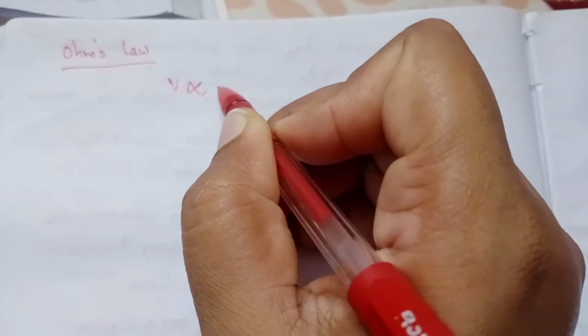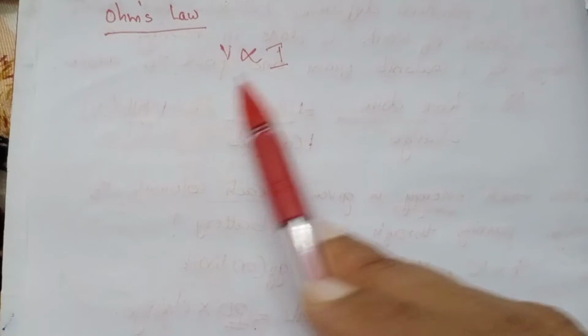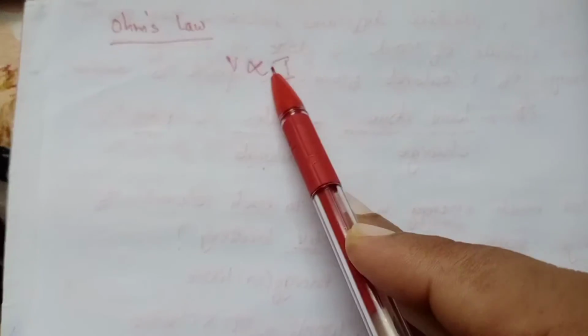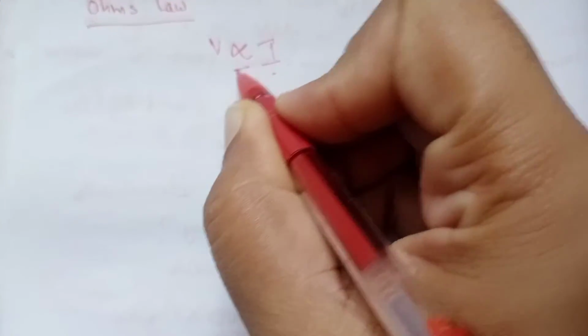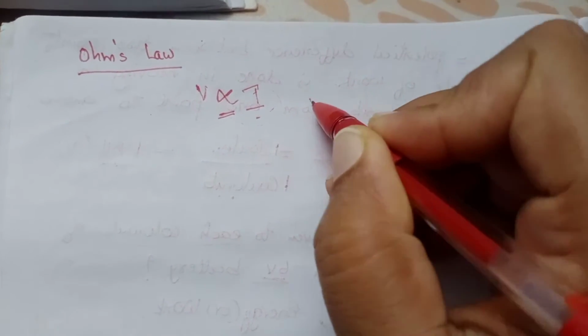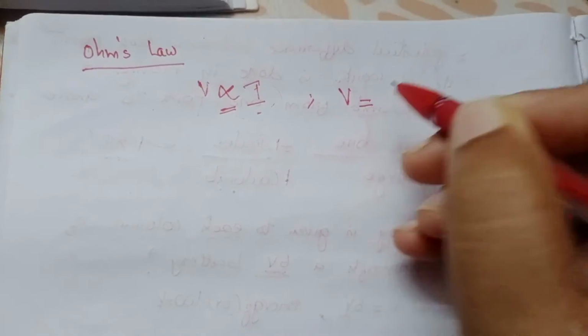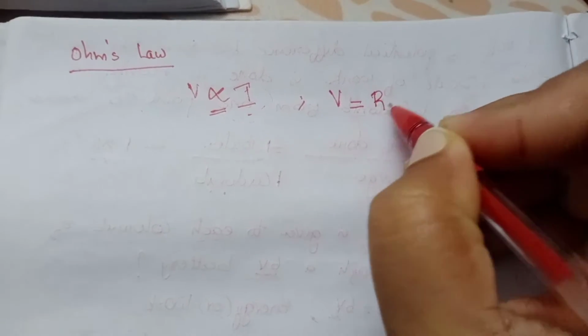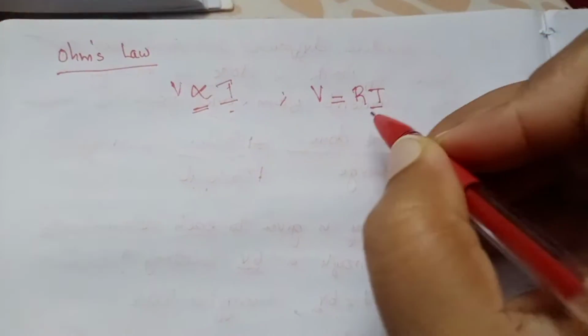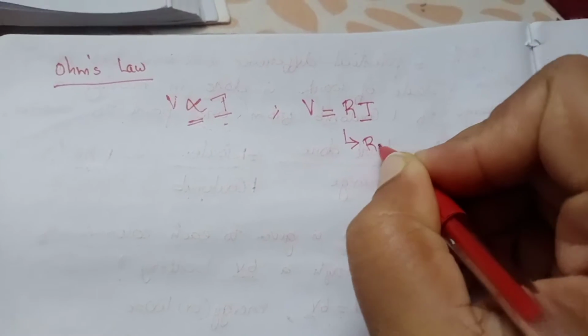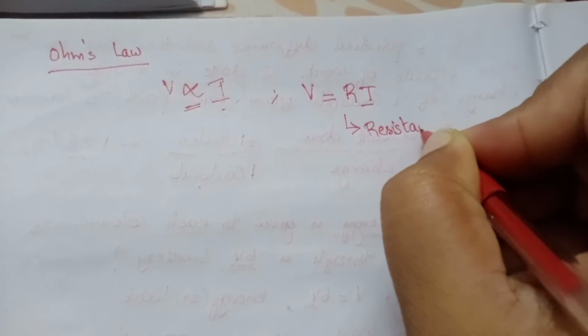So Ohm's Law states that the potential difference across any points in a circuit will be directly proportional to the current flowing in the circuit. So we know that in order to remove this proportionality sign, we have to multiply it with a constant. Here we are multiplying with a constant called R, where R is the resistance.